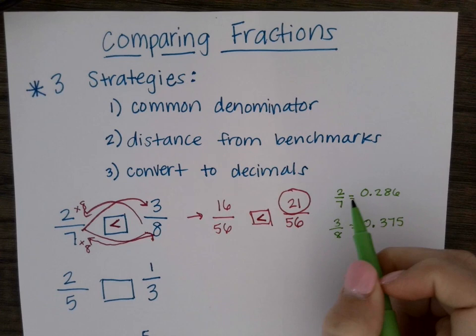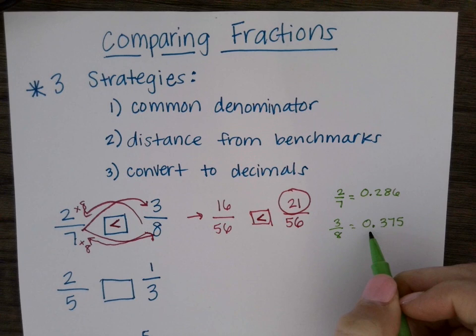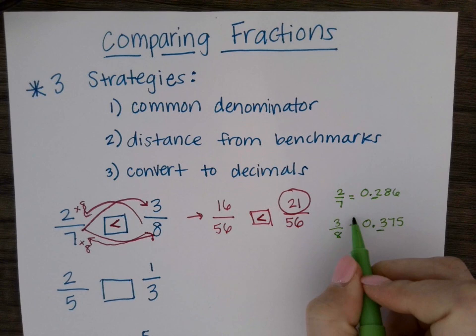Okay. So, now that I have these in decimals, it's pretty easy to see that 2/7, which comes out to 0.286, is going to be less than 0.3, right? 3 is bigger than 2. So my 3/8 is still the bigger fraction. Okay? So either strategy works.